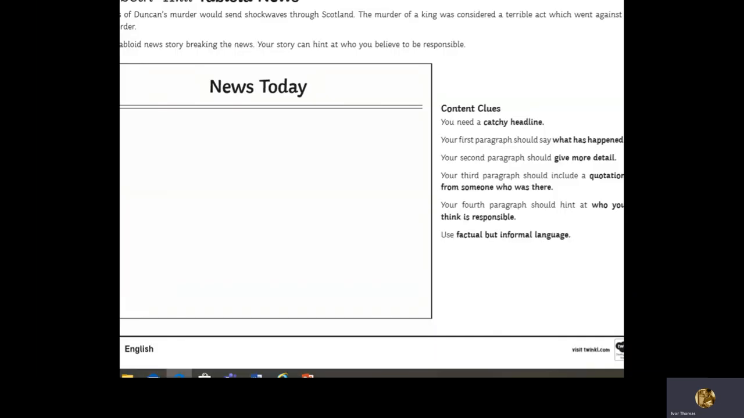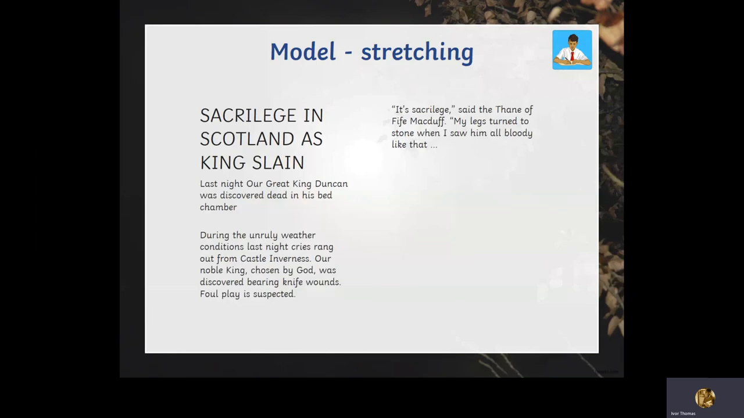So third paragraph, a quotation from who was there. So we know Macduff was there, for instance. He says, "It's sacrilege," said the Thane of Fife, Macduff. "My legs turned to stone." So I've borrowed some language from Shakespeare, some of that imagery, to create my example of a news report.